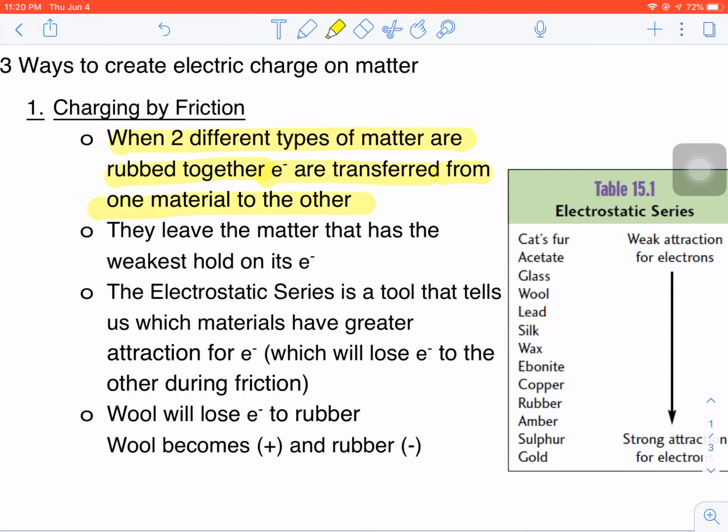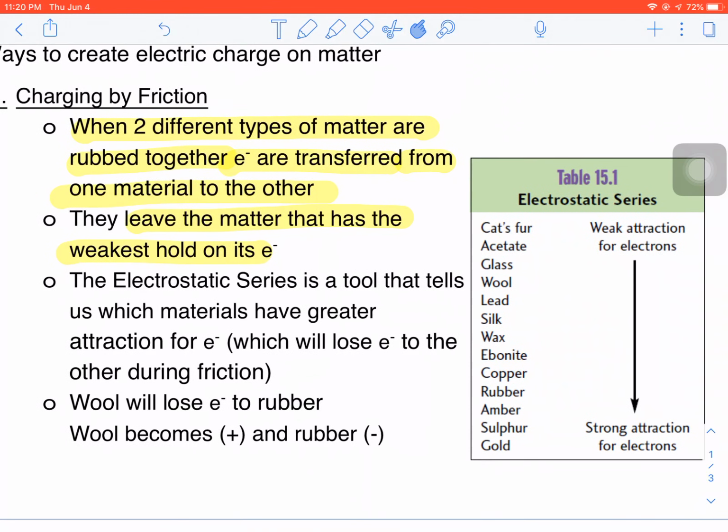So when I rub the two types of matter together, electrons will leave the matter that has the weakest hold on their electrons, and then we use the electrostatic series over here to show us which objects have the highest attraction for electrons and which objects have the weakest attraction for electrons.